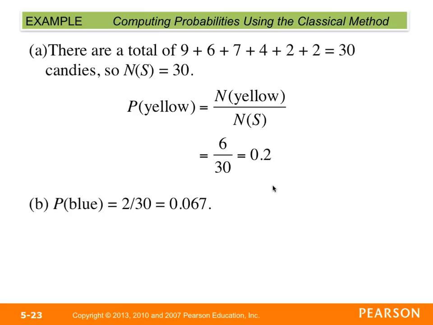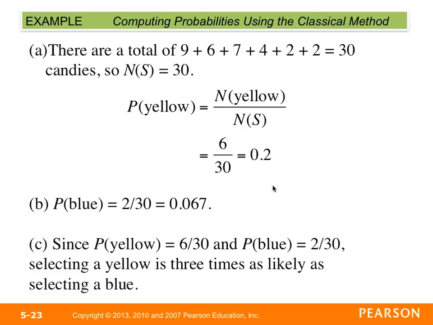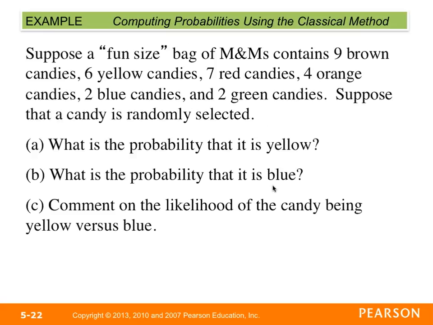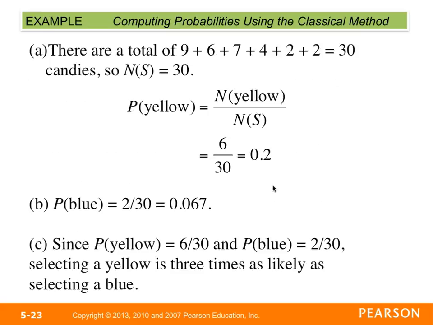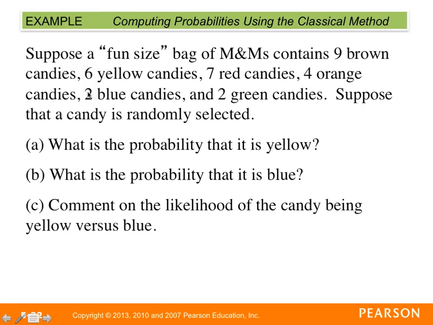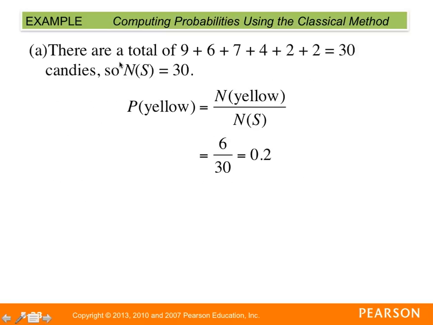Probability that we get a blue: there are only 2 blues, so we take 2 over 30, and we get 0.067, or 6.7%. So it's less likely than yellow. Let's see. Comment on the likelihood of the candy being yellow versus blue. So this is just comparing the two. Selecting a yellow is actually 3 times as likely as selecting a blue. And if we look back at our numbers, we have 6 yellows and 2 blues. So we have 3 times as many yellows as blues.